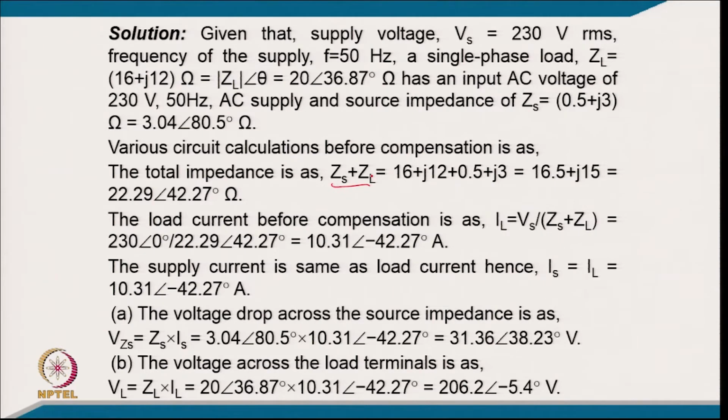Various circuit calculations before the compensation: the total impedance ZS plus ZL comes 22.29 at the angle of 42.27 degree ohm, and the load current before the compensation will be Vs upon total impedance, which comes 10.31 at the angle of 42.27 degree ampere. The supply current is the same as the load current. Voltage drop across the source impedance will be ZS times IS, and it comes 31.36 at the angle of 38.23 degree volt, and voltage across the load terminal will be ZL multiplied by IL, and comes 206.2 at the angle of minus 5.4 degree volt.